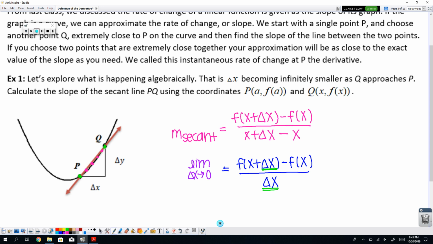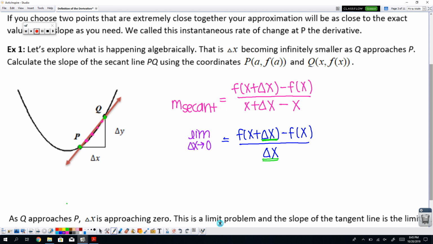Okay? So it kind of reminds me of what we were doing last class when we had f of 8.01, then we did f of 8.001, and then we did all of that. So it would be like f of 8.001 minus f of 8 all over 8.001 minus 8. Do you guys remember doing that? And then we could put even more zeros and we get even closer and closer. So as Q approaches P, delta x is approaching 0. So we need to use our limit properties from before.